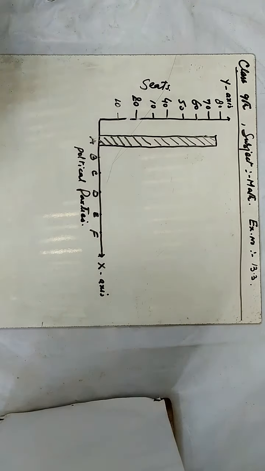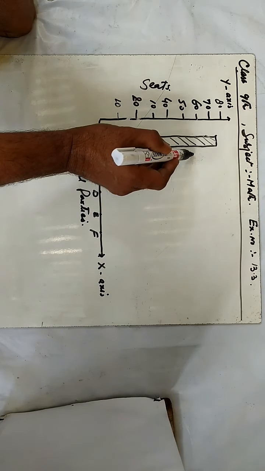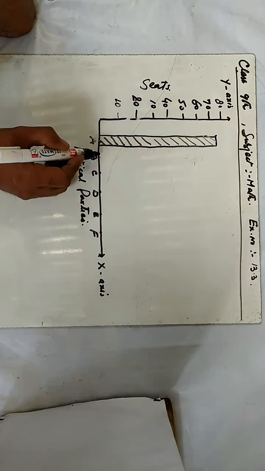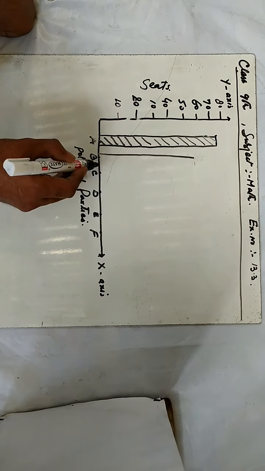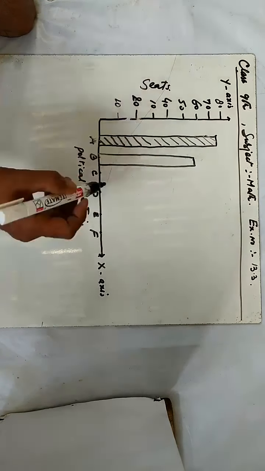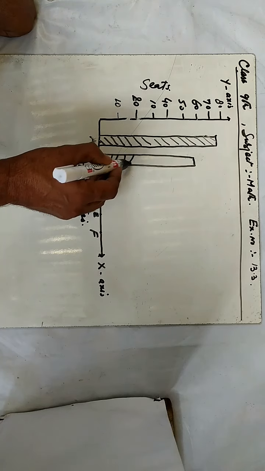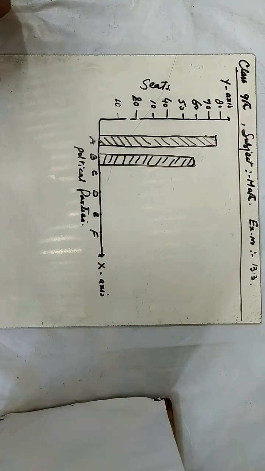Political party B has 55 seats. Party B is at 55 seats. Now the bar graph for political party B is at 55 seats.